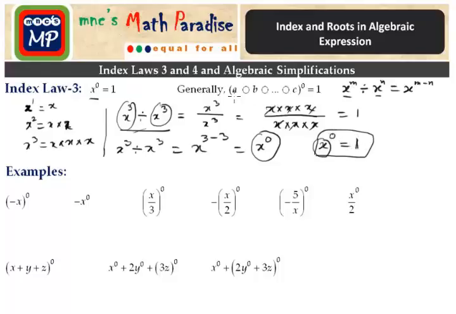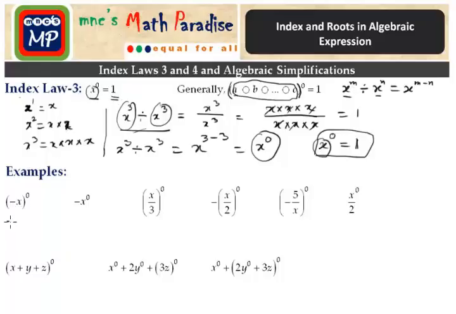So in general we can say anything inside, and if its power is given 0, then it is 1. So this is index law 3: any term, any expression, anything, if its power is 0, then its value will be 1. So let us do some examples here.